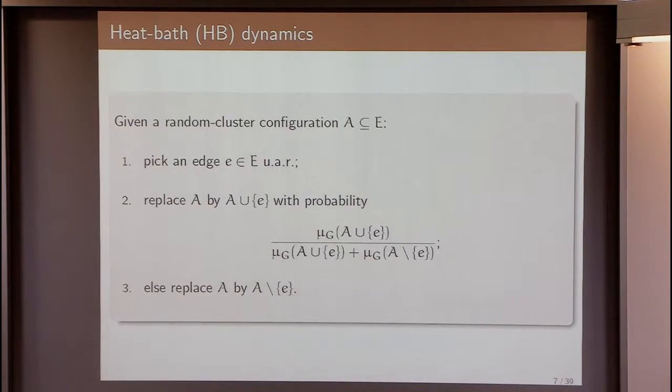Okay, so this is one of the Markov chains that we are interested in. It's the standard heat bath Markov chain, which is a local dynamics. The way it goes is as follows. You have some random cluster configuration A, and we pick an edge uniformly at random from the graph. The edge gets added with this probability here, which is essentially the probability that the edge is in the configuration if we condition on the rest of the configuration, and otherwise the edge is removed. This is a dynamics that is defined in many models and has been studied in many models.